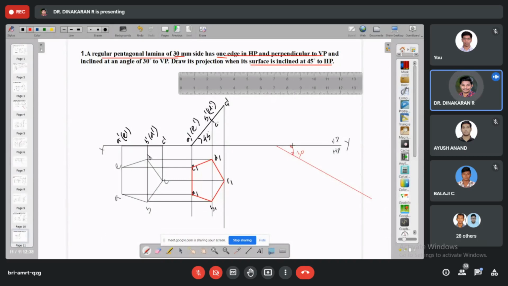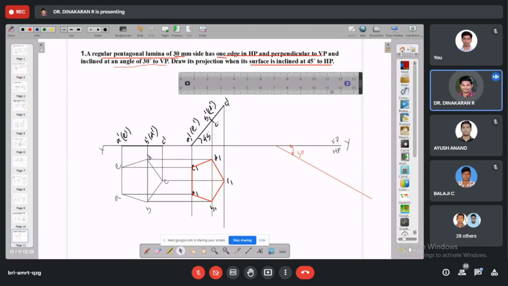One of its edges is on HP and perpendicular to VP, and what is given? Is the edge inclined or a corner inclined? You see guys, a regular pentagonal lamina of 30 mm side, one edge is on HP and perpendicular to VP and inclined at an angle of 30 degree to VP. Edge or a corner? Edge. So we need to place the edge on this 30 degree line.